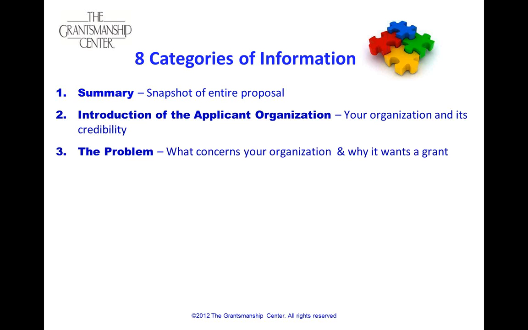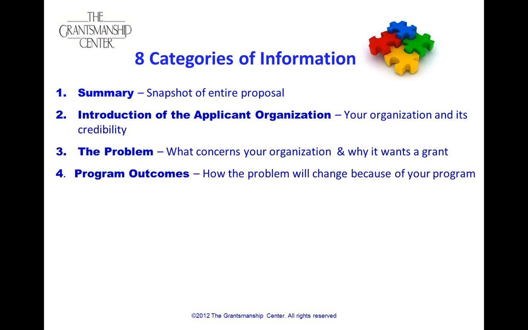The problem section is actually the heart of the proposal. This section tells the reader why your organization is seeking a grant. It describes and documents the situation that concerns your organization and is motivating the grant proposal. Program outcomes are specific, measurable statements about how your organization expects the problem described in Section 3 to change as a result of the program you plan to implement.